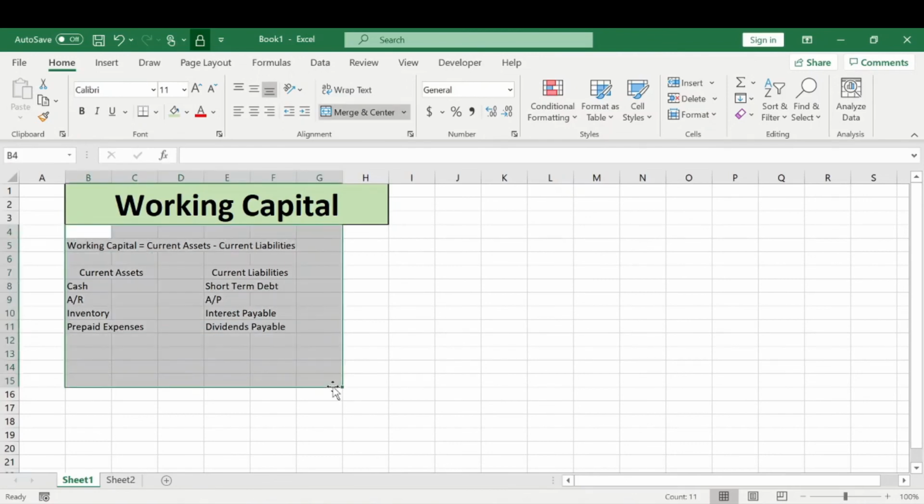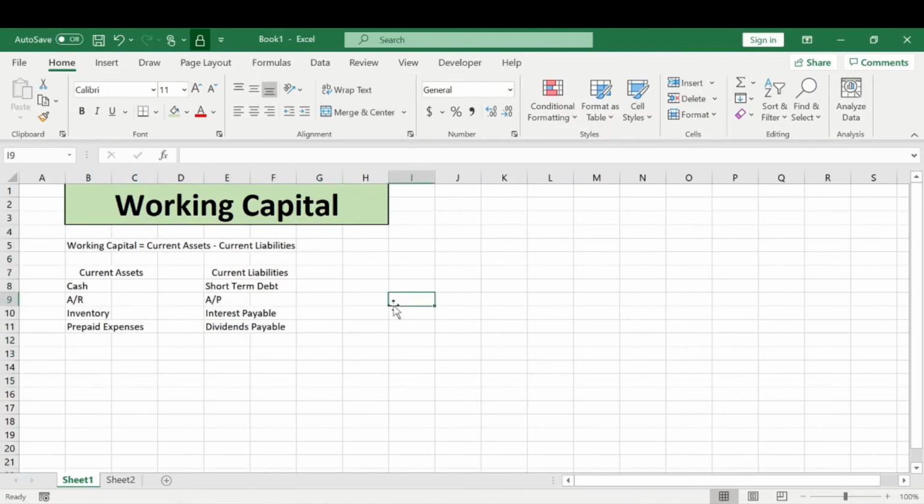So hopefully you enjoyed that quick introduction into working capital. It's a pretty common ratio used when assessing a company.